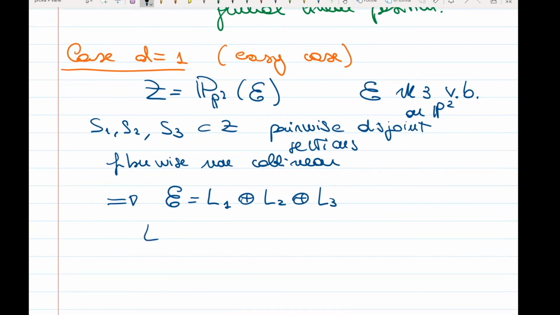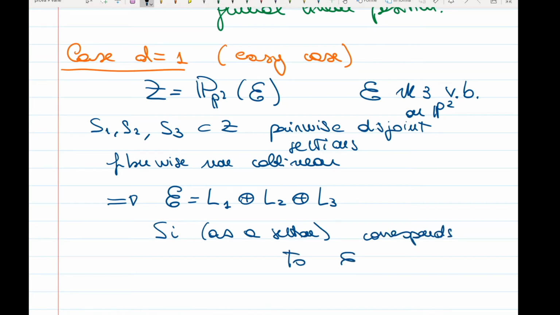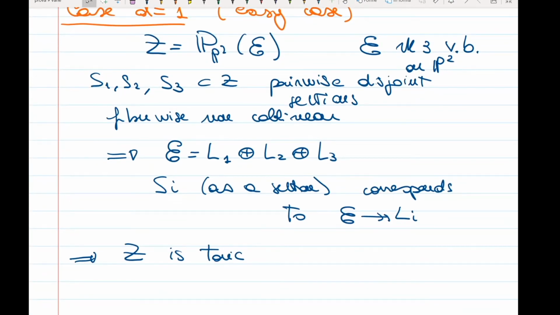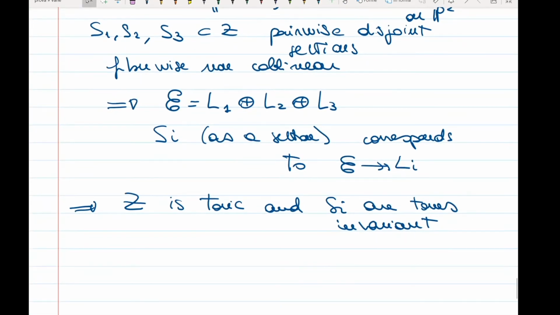Where each section Si corresponds to the projection of E onto Li in this direct sum, okay? But then Z is a projectivization of a decomposable vector bundle on P2, so Z is toric. And also the sections are given by the direct summands of the vector bundle, so this means that the surfaces Si are torus invariant. And so X is obtained from a toric variety by a blow-up of some torus invariant subvarieties, so X is toric too.